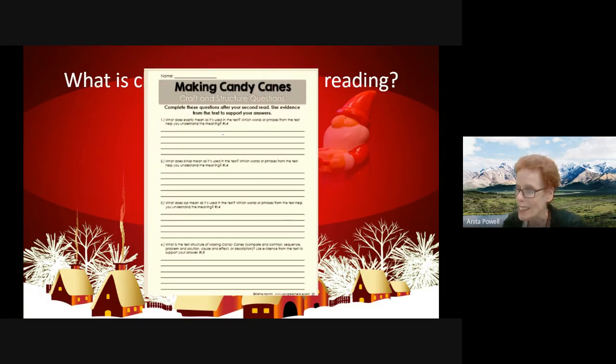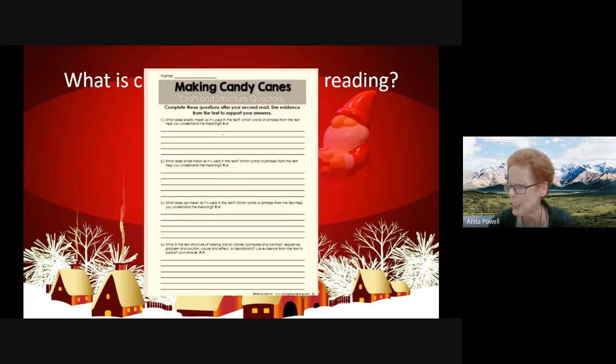What does elastic mean as it's used in the text? Which words or phrases help us understand the meaning? Well, let's look at the text. We're told that on these tables, the goop cools down a few degrees, but remains hot and elastic because this goop must be stretchy and flexible. So we get the idea that if it's elastic, it's stretchy and flexible.